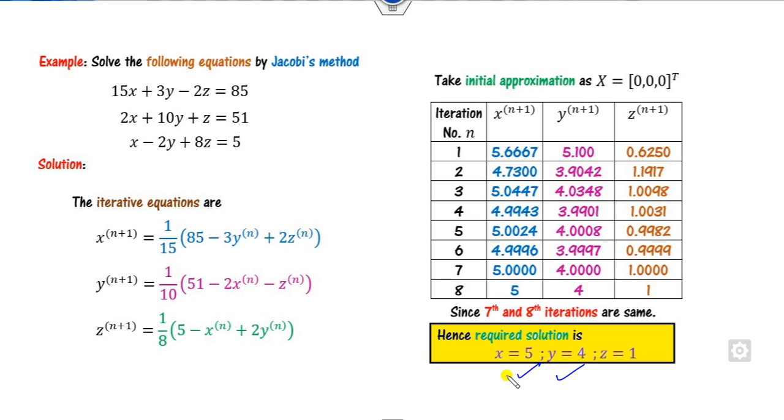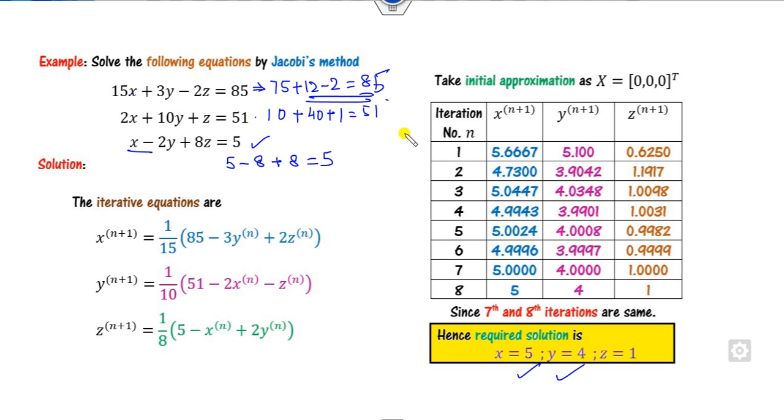You can also check your answer in the examination. If you substitute this value in the last equation, 5 minus 8 plus 8, you can see the 5 is satisfied. Again you can substitute here, 10 plus 40 plus 1 is 51. You can also see here 75 plus 12 minus 2, which is 81. Again 85 is the right answer. This is the first method.